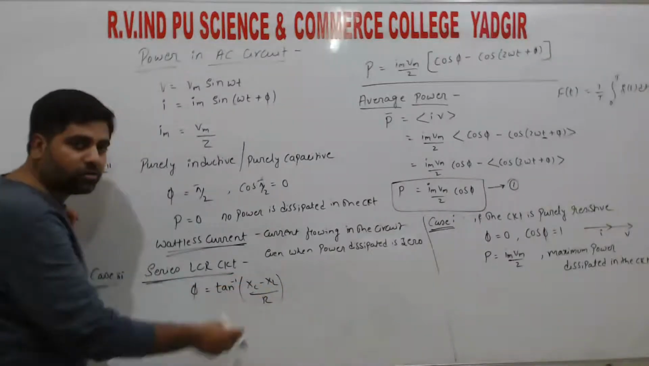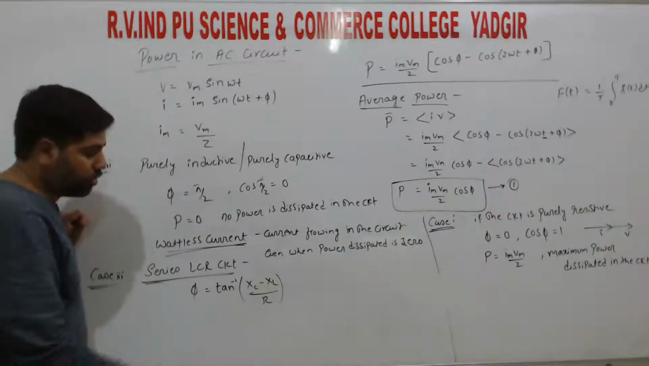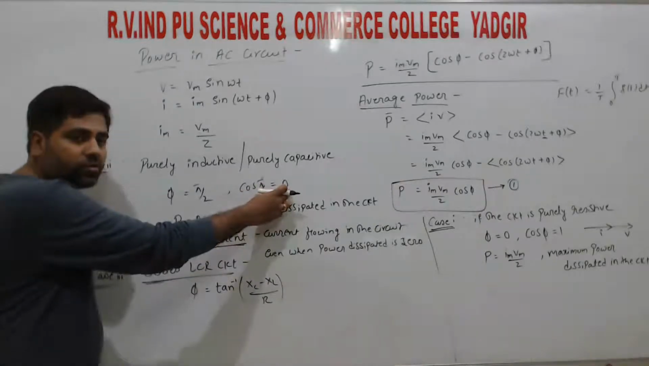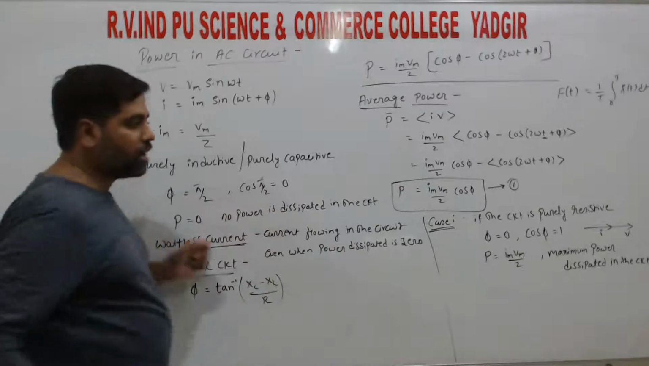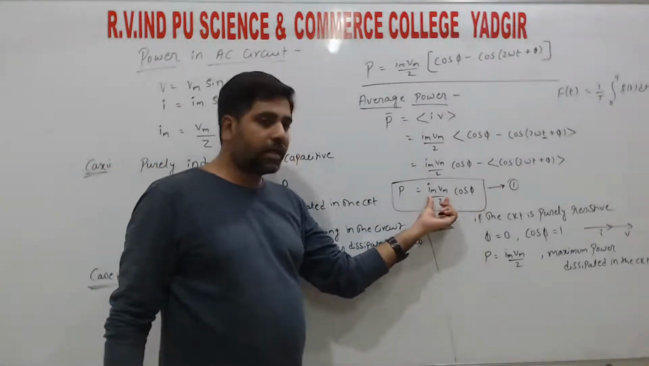So some value will definitely be there. So this value is not equal to 0, right? So phi is not equal to 0. That means cos phi is not equal to 0. That means cos phi has some value. That means here we are getting some value of cos phi, so we are getting power.